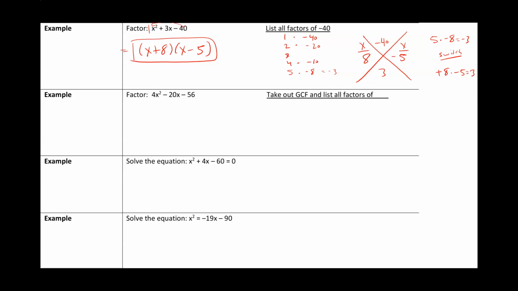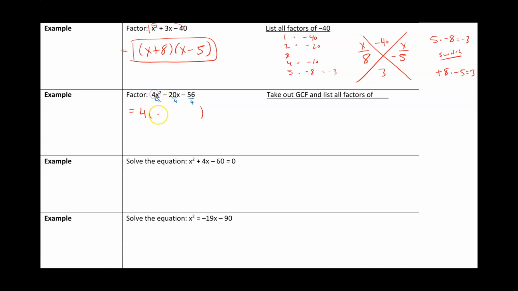Next, we have to factor 4x squared minus 20x minus 56. So the first step is going to be to take out the GCF. That's always your first step. In the other examples, we didn't have a GCF. In this example, we do. So when you take out a greatest common factor, essentially all you're doing is you're dividing everything by 4.